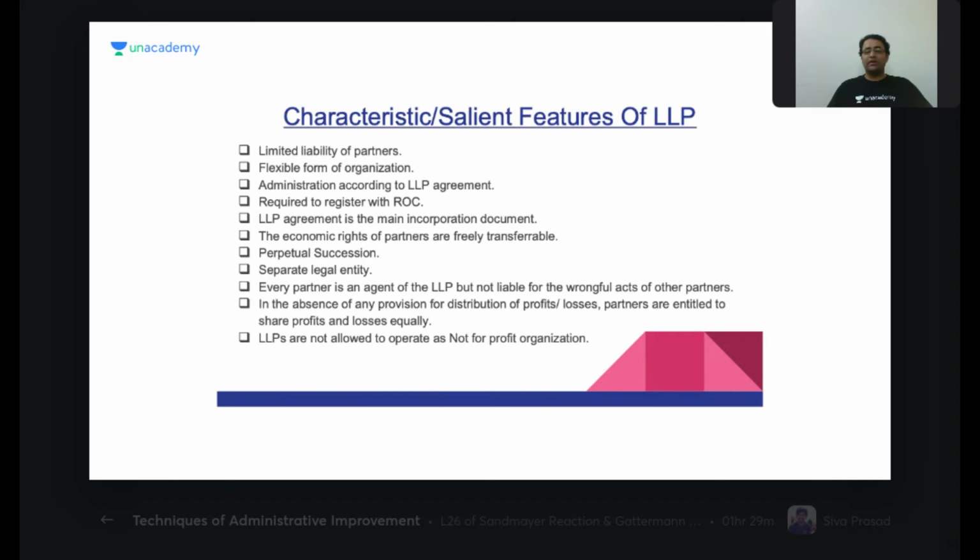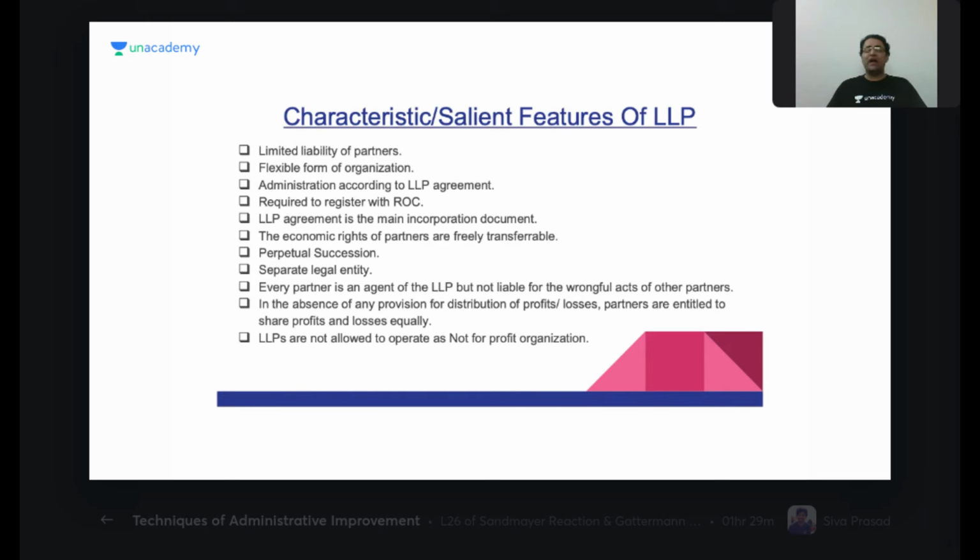An LLP is required to register with the ROC. What is ROC? ROC stands for Registrar of Companies. A Registrar of Companies is an entity under the Ministry of Corporate Affairs, entrusted with collecting all the information and forms relating to private limited companies. Since an LLP took some qualities from a private limited company, such as limited liability, limited liability partnerships were also taken under the ambit of MCA and ROC.